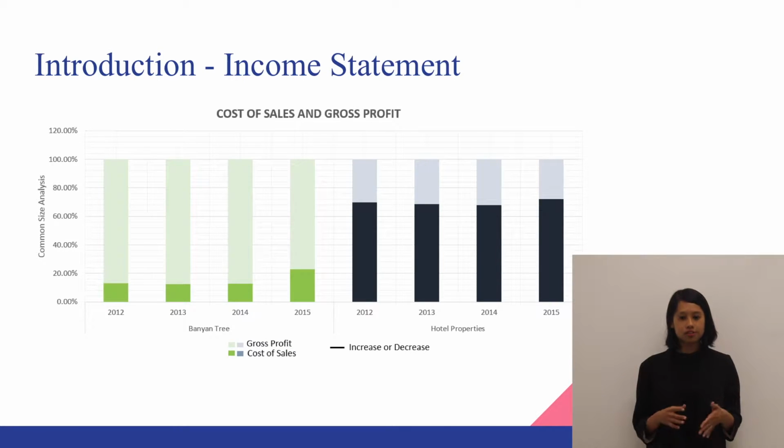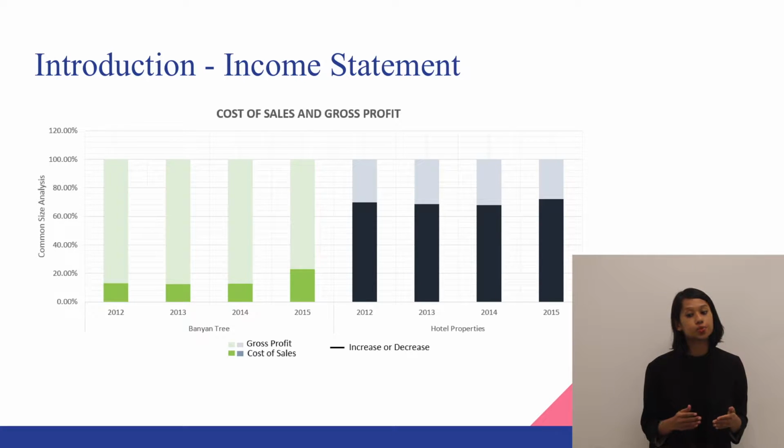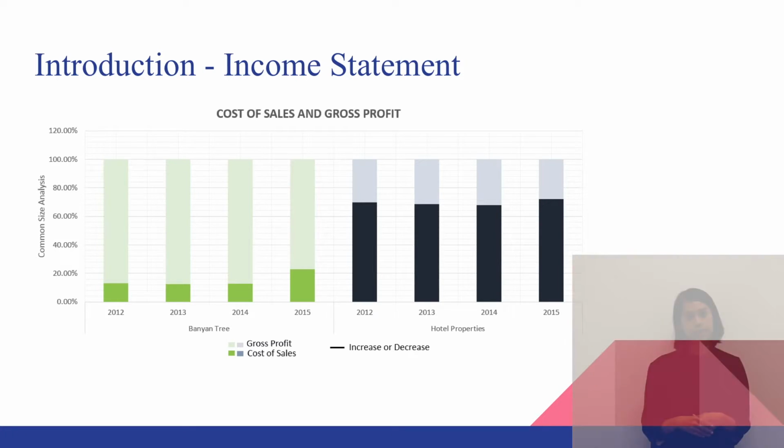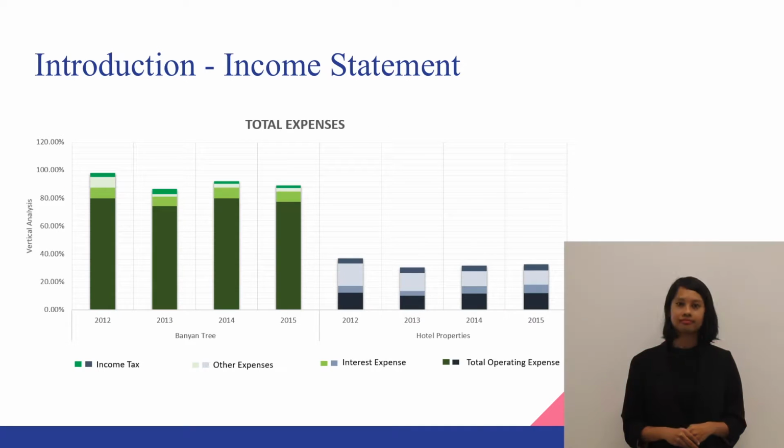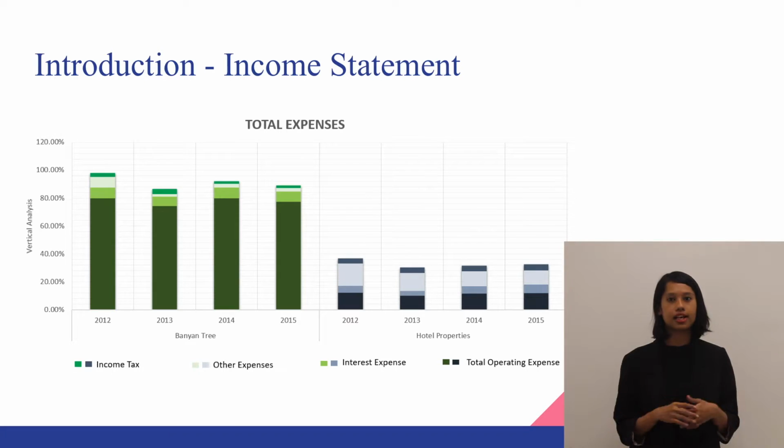With its lower cost of sale, Banyan has higher gross profit, which is inversely true for HPL. This difference in cost of sale value is probably due to their respective nature of trades. Banyan's revenue mostly came from its hotel investments, whereas HPL's was primarily from its hotel operations. And moving on to expenses, Banyan has a much higher total operating expense, mostly coming from its salaries and related expenses, greatly impacting its net income.